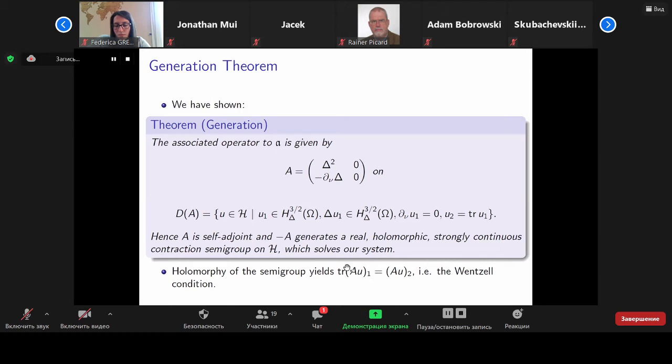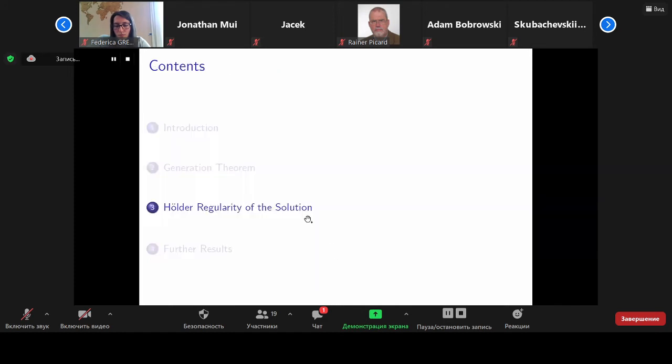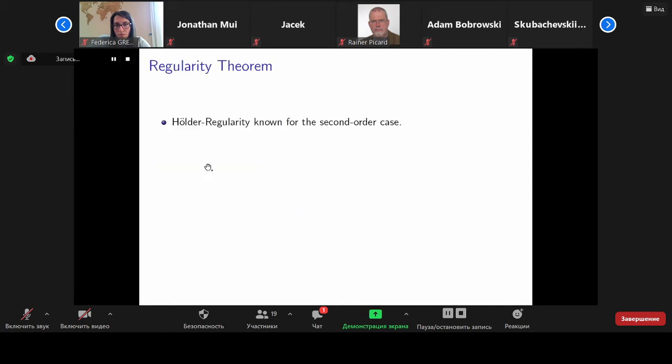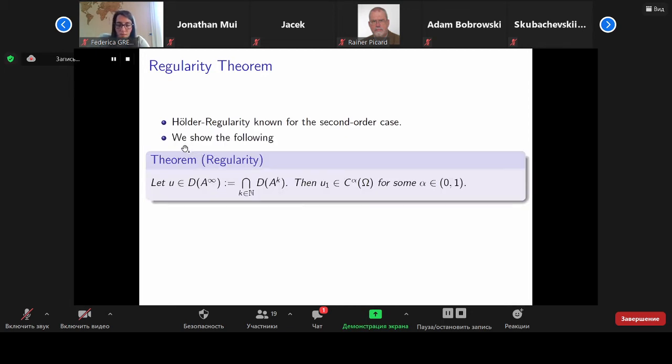Okay, so this is the first big result of this paper. And now we come to the second result, which is Hölder regularity of the solution, which is also known for the second order case. And it was shown there using some Sobolev estimates and some LP estimates. And precisely, we showed the following. If U lies in the infinite intersection of powers of the domain, then U1 is Hölder continuous.